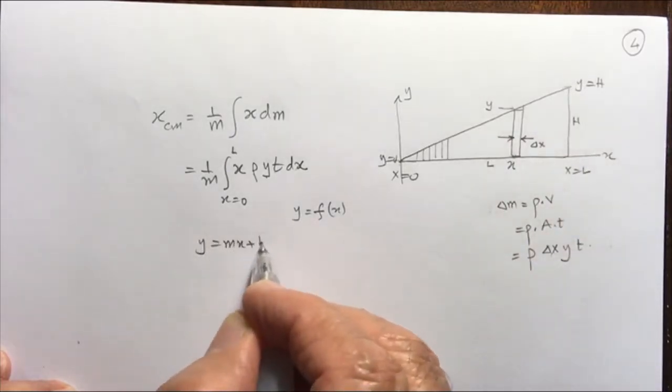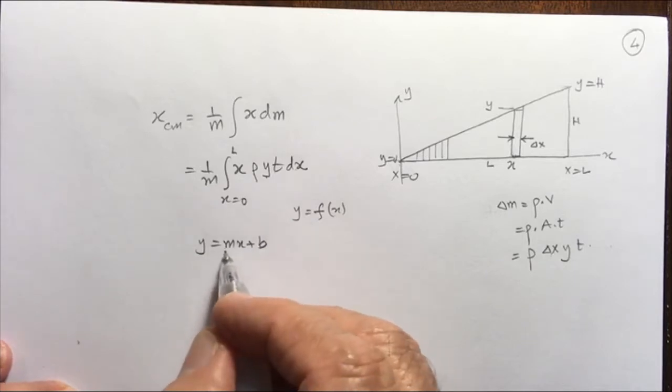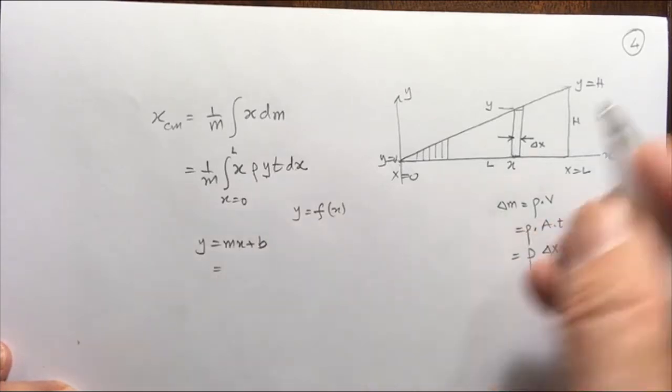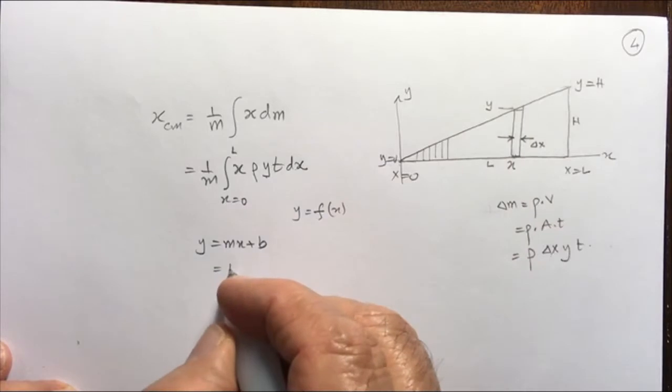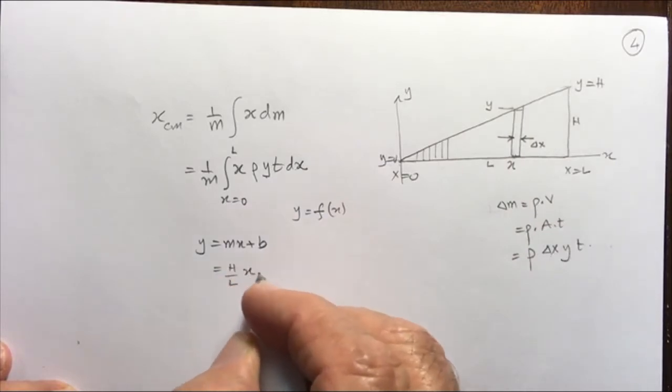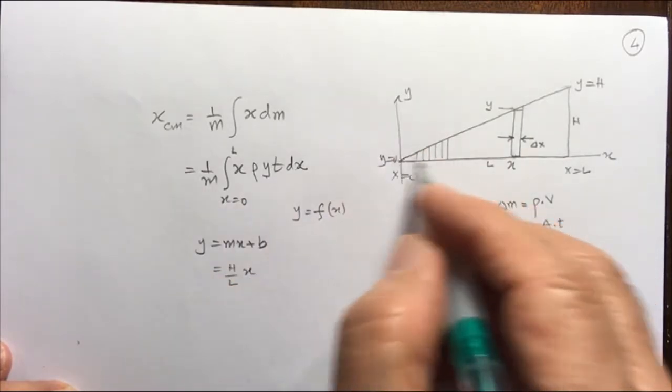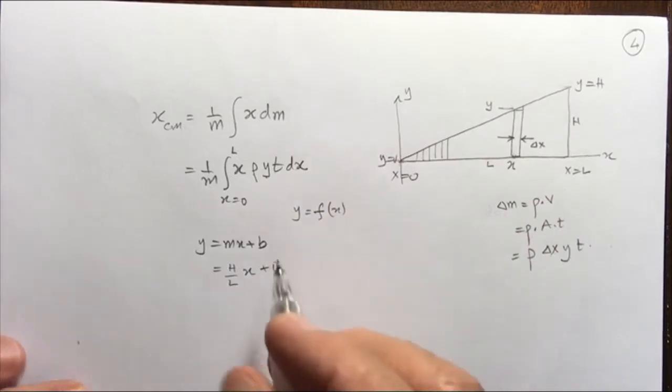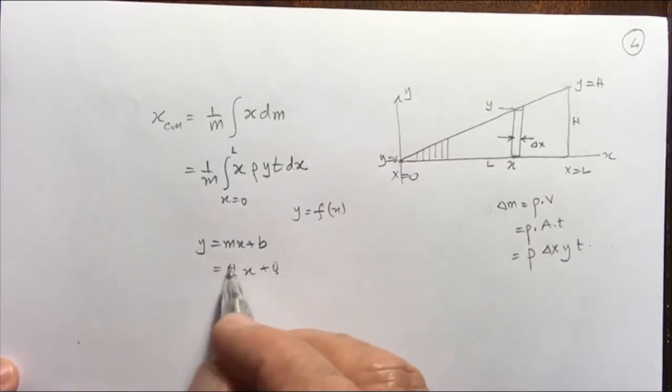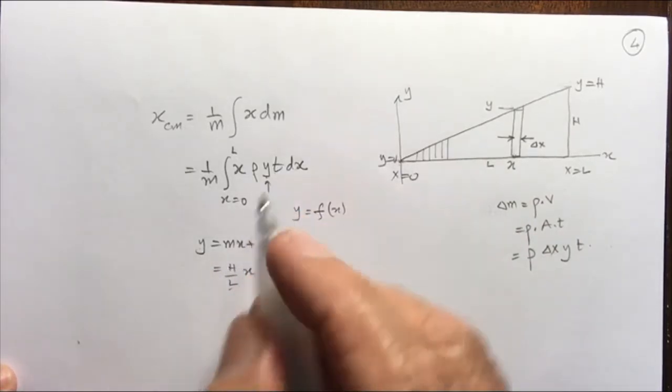Now this we know is a straight line, and the equation of a straight line is y equals mx plus b, where m is the slope. The slope of this line is h over L, so it's h over L x, and the b is, in this case, 0. So the y can be replaced with h over L x, and we'll do that over here.